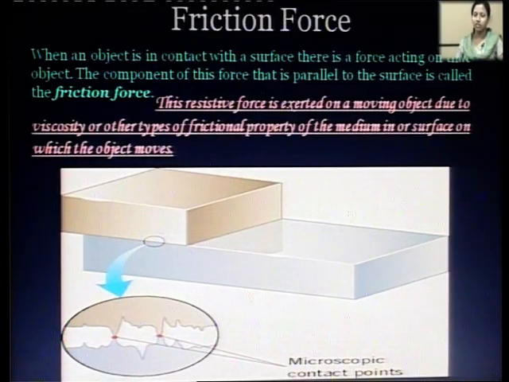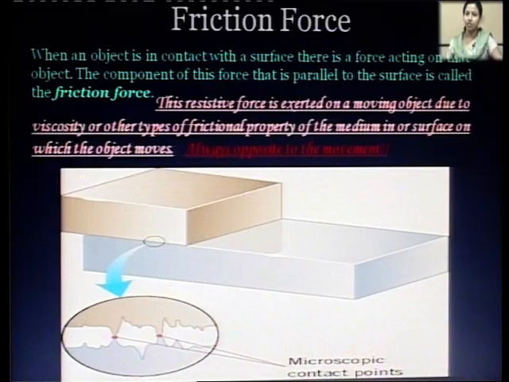So we can easily see how frictional force takes place. When we take two surfaces, they are not plane, not very smooth. So the rougher surfaces get microscopic contact points. Because of that, we get frictional force. It is always opposite to the direction of the motion, or always opposite to the movement of the particle.